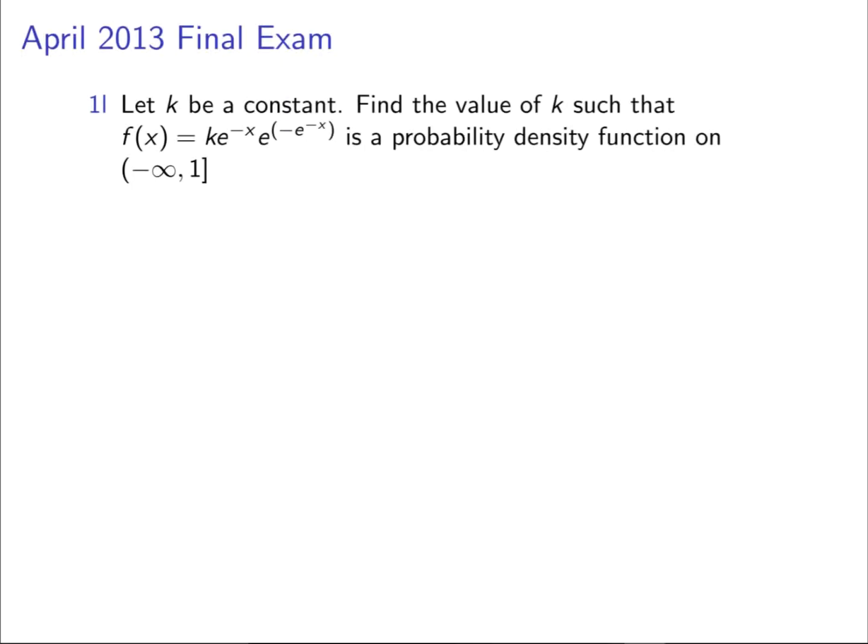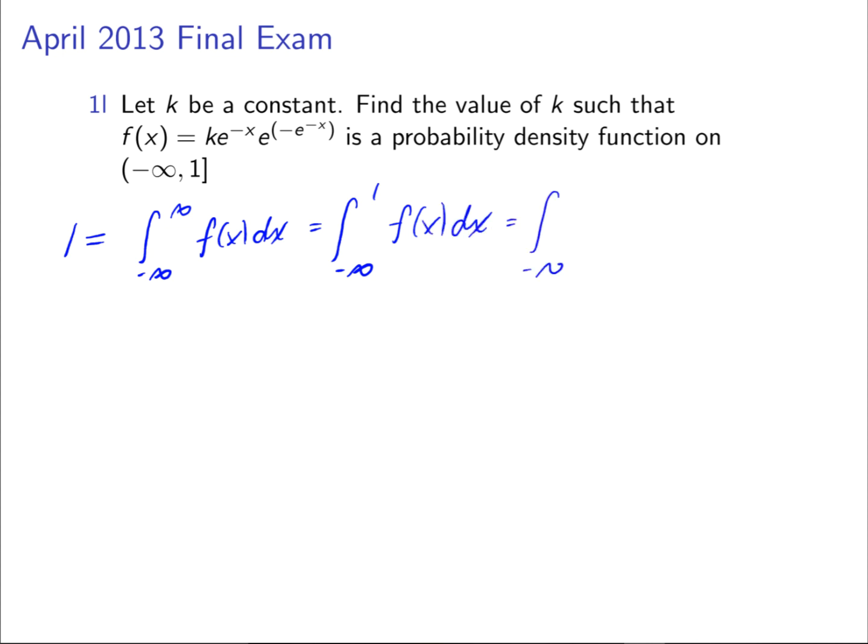Here's a very similar question. We want to find the constant value that makes this into a probability density function. And again, it's 0 except for this restricted domain from -infinity to 1. So what we need is the area under the entire curve to be 1. And in this case, that area is 0 for values of x bigger than 1. So I can rewrite this area with this restricted domain.